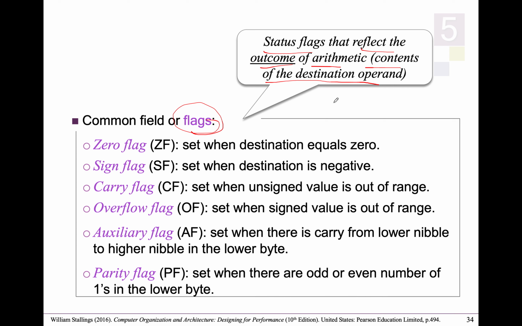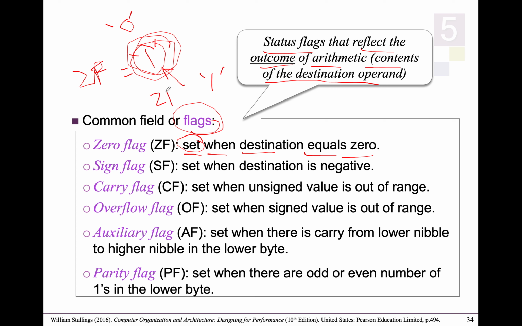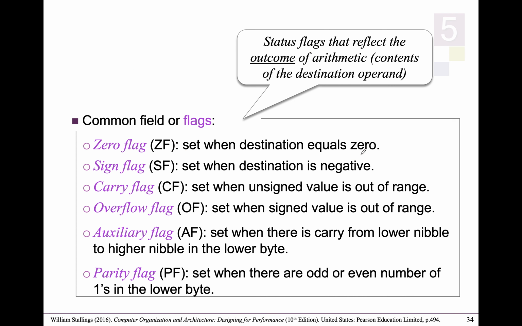So the status flags reflect the outcome of arithmetic operations on the contents of the destination operand. There are specific values. If you want the zero flag to be one, you need to know the conditions that make it one, or maybe you want it to stay zero. ZF is set, meaning one, when the destination equals zero. And for your sign flag, SF, you get a value of 1 when the destination is negative.